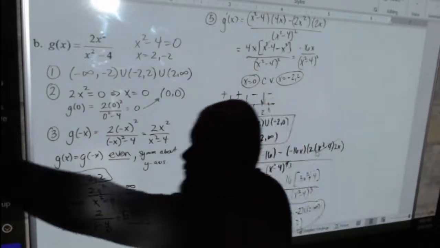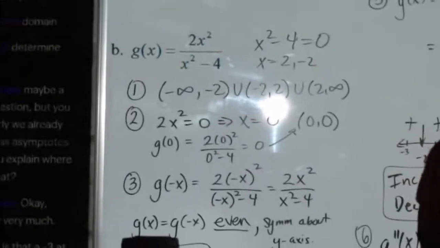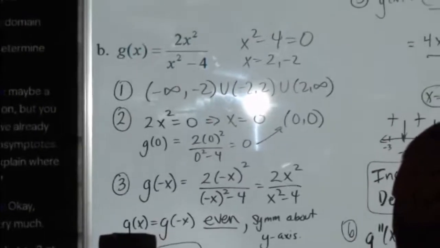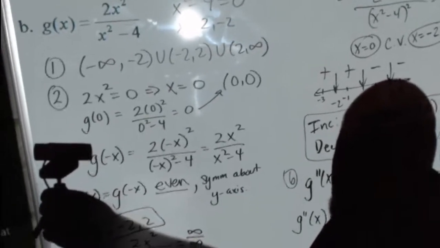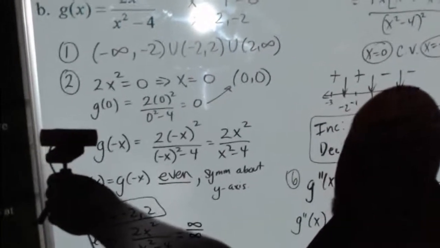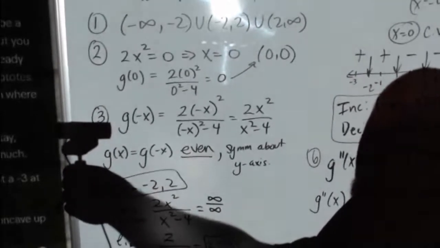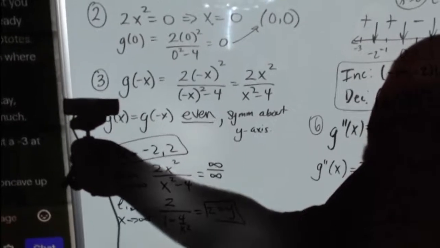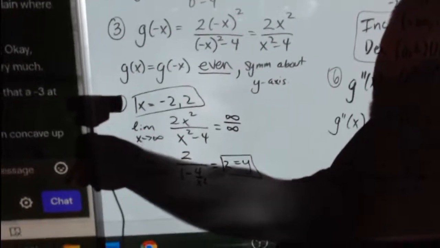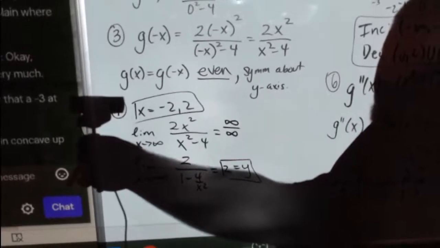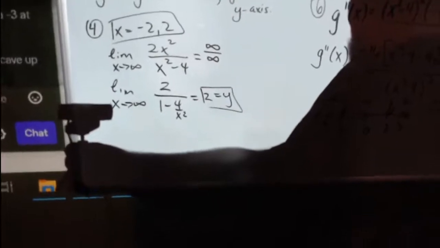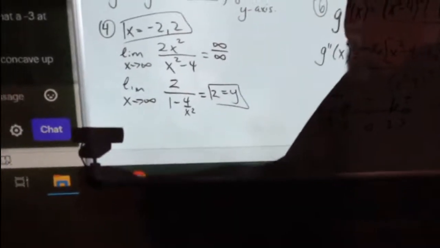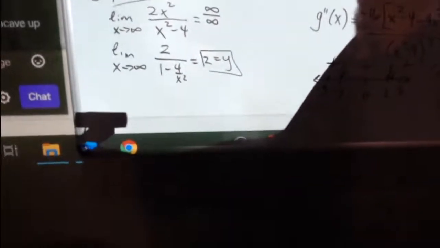So maybe let's do this. We started up here. We found the domain. Then step 2, we found our intercepts by setting x equals 0 and then setting y equals 0. We got just the origin for both. Third step, we found symmetry, so we found that it was even. The fourth step was to find asymptotes. So we had the negative 2 and 2 already. We had to take the limit, and we found y equal 2.